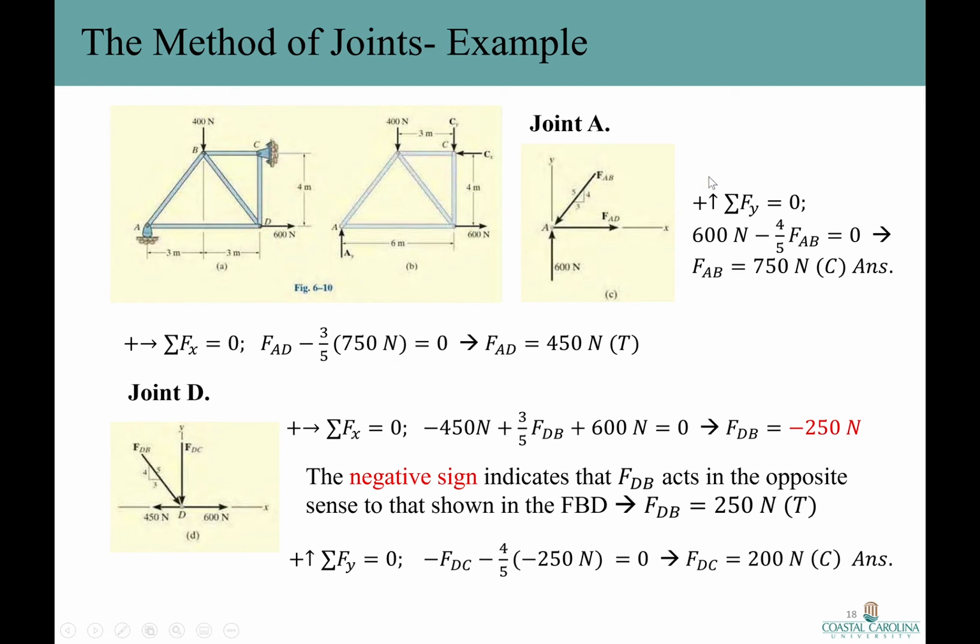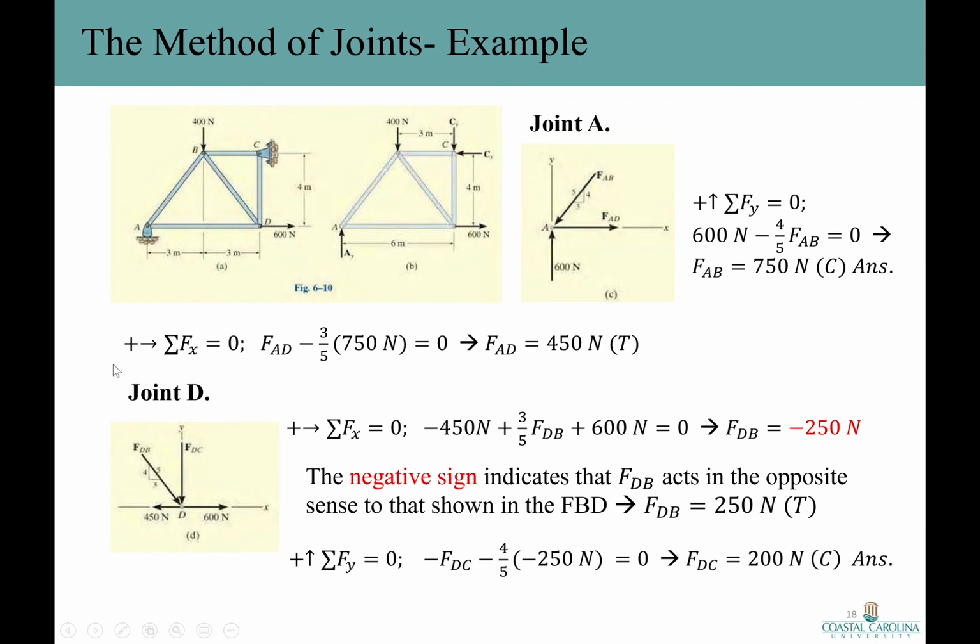By solving the equilibrium equation in y direction for joint A, I have a positive 600 Newton force and the y component of F sub AB. Solving this equation for F sub AB, it happens to be 750 Newton. And since I used my inspection for F sub AB, I assume that it is in compression. So compression members push on the joint. All right, so F sub AB is in compression.